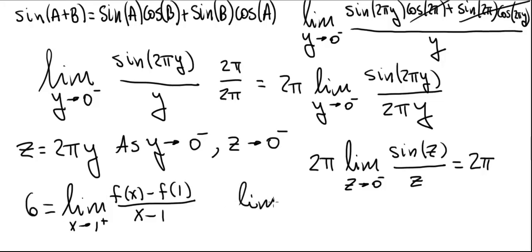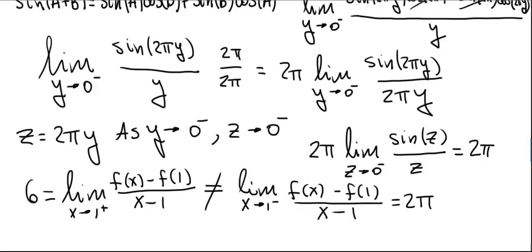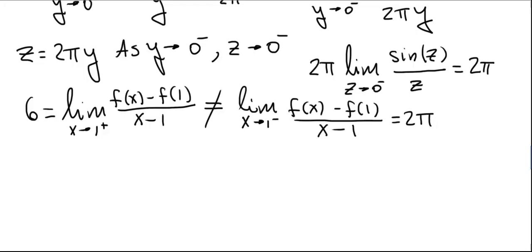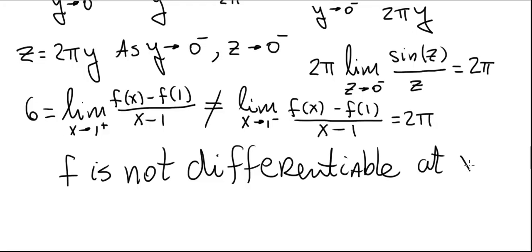And we had the limit as x approaches 1 from the left of (f of x minus f of 1) divided by x minus 1. That was equal to 2 pi. That's close to 6, but it isn't 6. So the left-handed limit and the right-handed limit are different. They're not equal. That says that we have a corner point when x equals 1 and the derivative does not exist. The conclusion is f is not differentiable at x equal to 1.